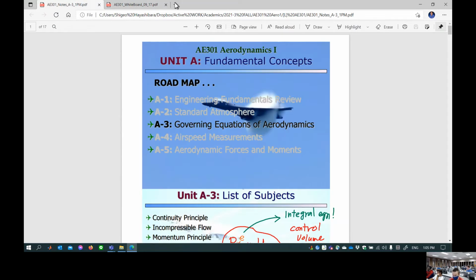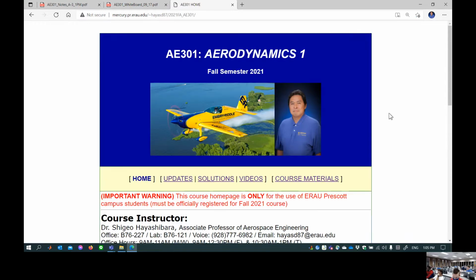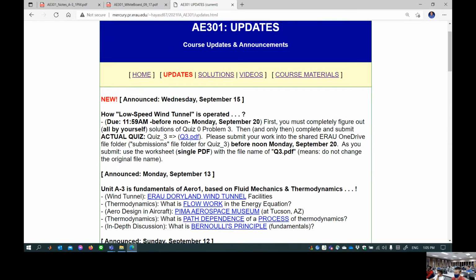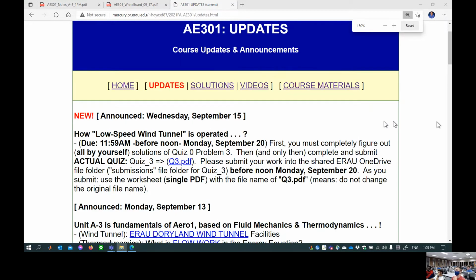Okay, let's visit the course homepage and take a look at updates. I hope you received this update on Wednesday. So hopefully you're working on, first of all, quiz 0 problem 3, and then quiz 3. It looks like a very similar question, but it's fundamentally very different. So you have to realize those things, okay?